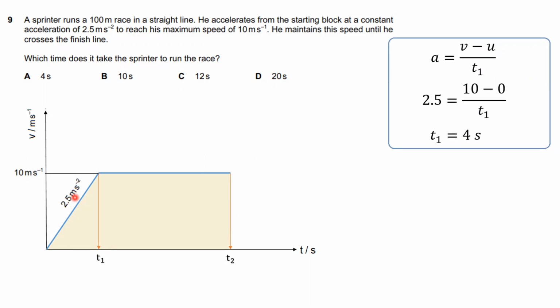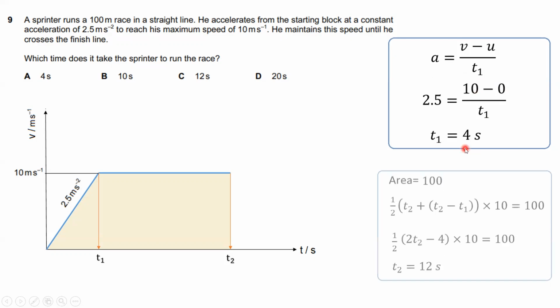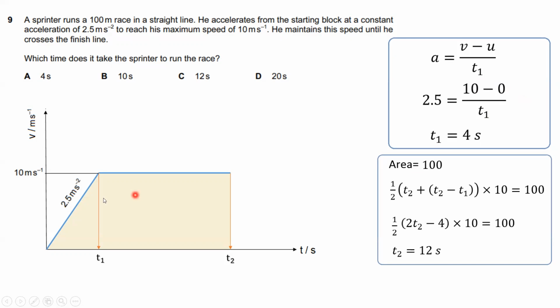We know the acceleration, the final speed and the initial speed. We can find the time because acceleration is the change in velocity over time. So the final velocity 10 minus the initial velocity 0, divided by t1, is equal to the acceleration 2.5. From this, you can identify t1 to be 4 seconds. We know the area of the VT graph is 100. Now we have to use the area of a trapezium.